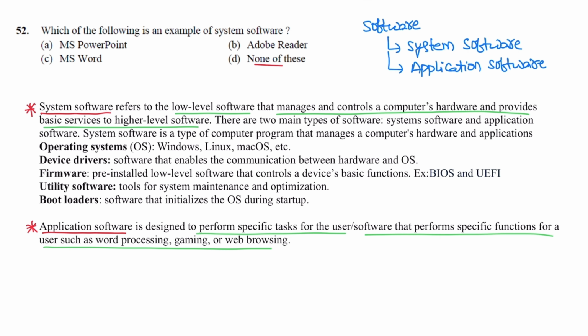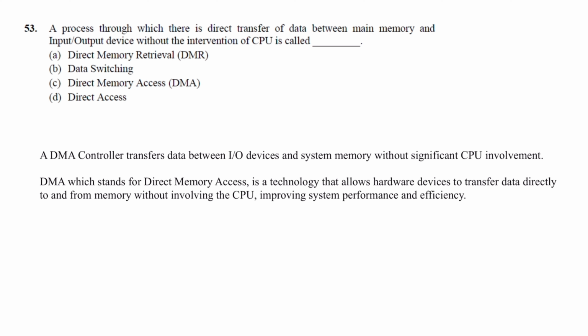Next question. A process through which there is a direct transfer of data between main memory and I/O device without intervention of CPU is called direct memory access, DMA. DMA controllers transfer data between I/O devices and system memory without significant CPU involvement. DMA stands for direct memory access, a technology that allows hardware devices to transfer data directly to and from the memory.